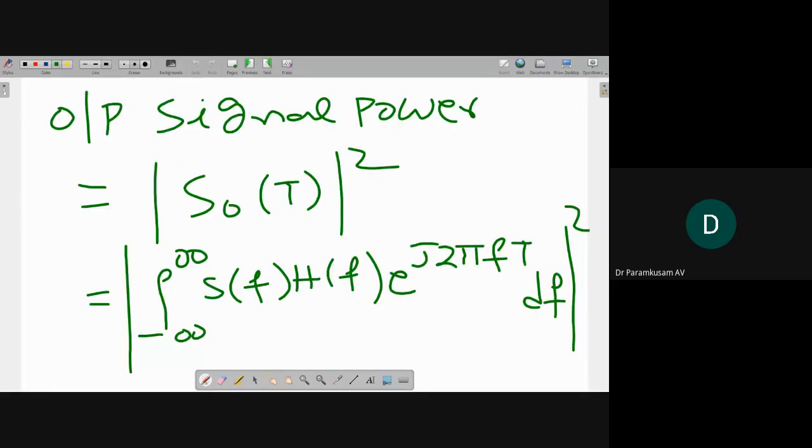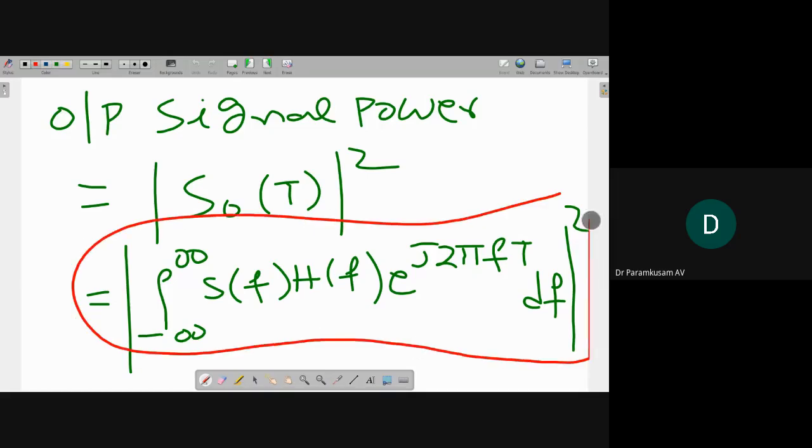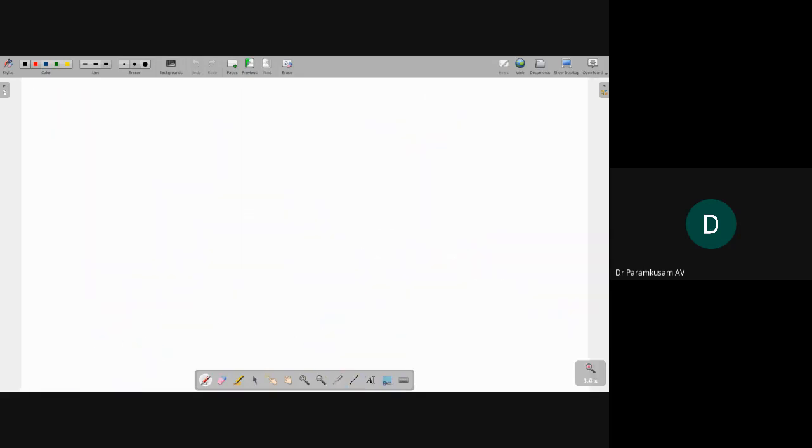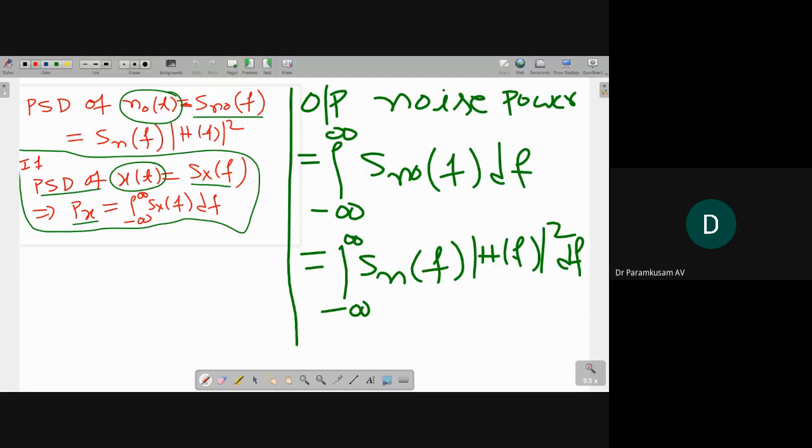So this is the signal power now. Write that the signal power is equal to this. Next, the noise power: this is the noise power.